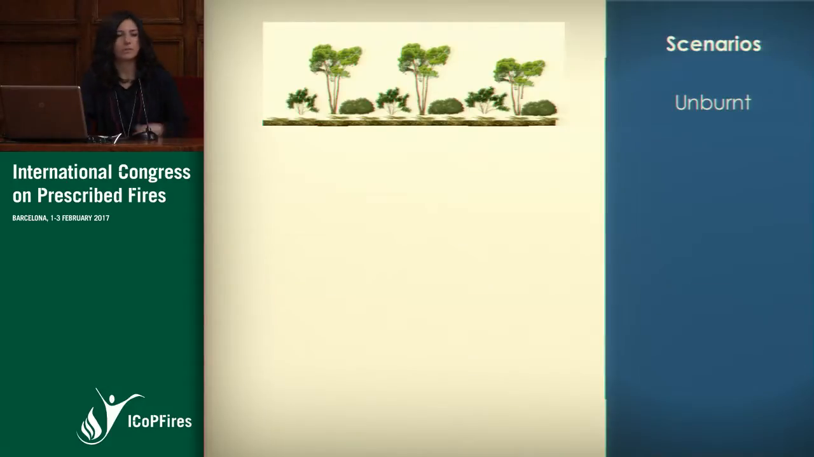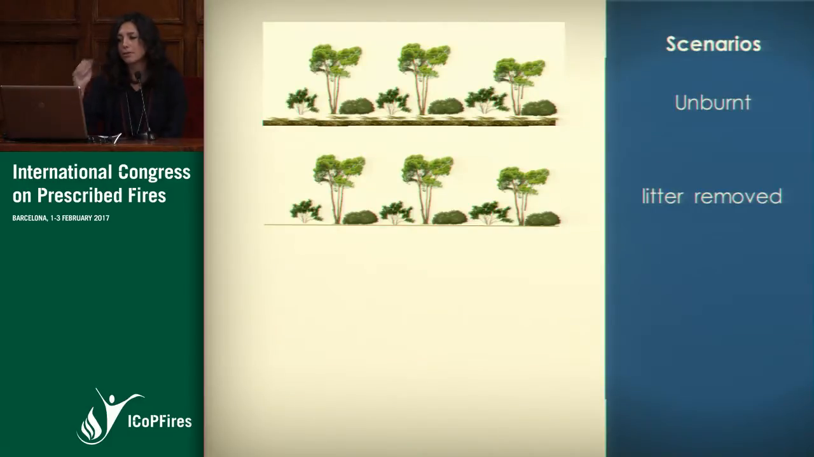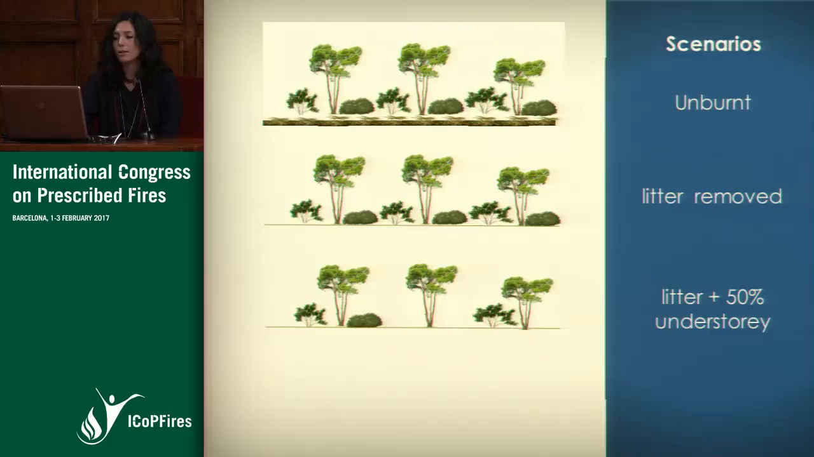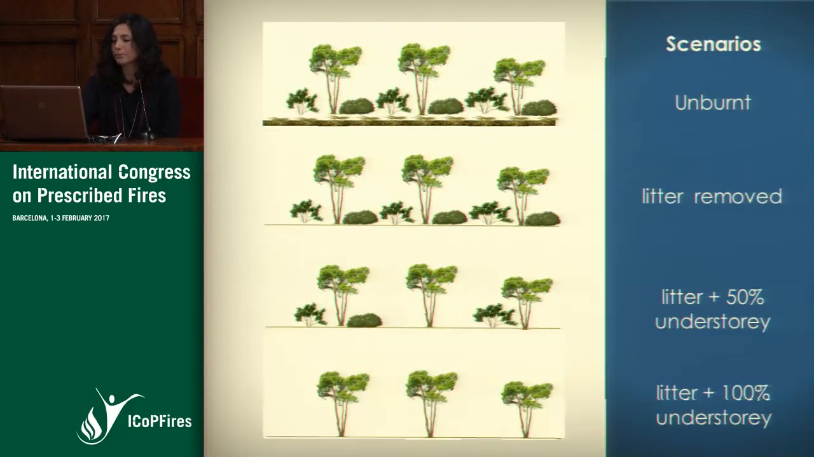So the first scenario is considering a forest that is not being treated with fuel reduction burning. The second scenario is when the litter is completely removed by burning. The third one is litter and half the understory burned. And the last one is litter and 100% of the understory removed by burning. So we ran the model for each of these scenarios for 1 year after burning to see what happens.